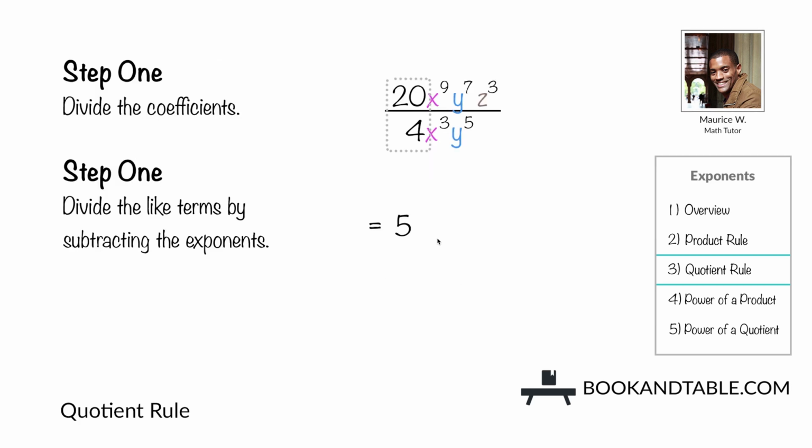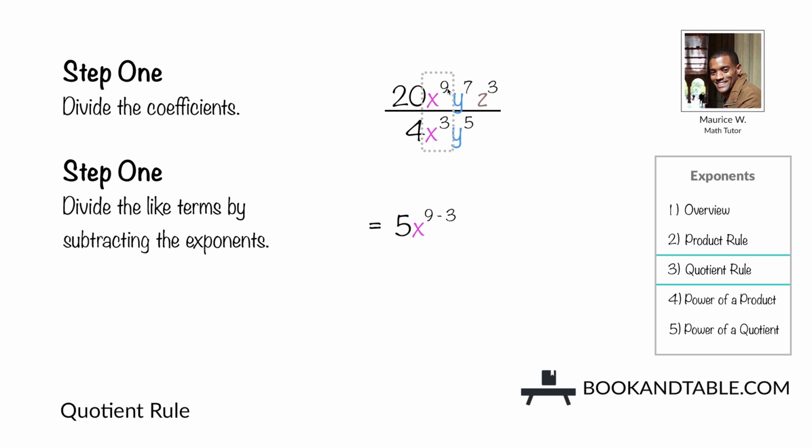Let's have a look at an example with coefficients and multiple variables. What you would do, step 1, divide the coefficients. So these are like terms, if you will. 20 divided by 4 is equal to 5. Then step 2, you divide the like terms by subtracting the exponents. So you divide the x term by an x term only.